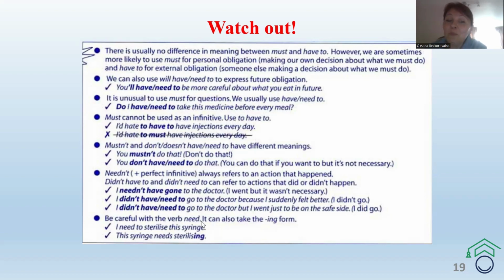Be careful with the verb need. It can also take the ing form. I need to sterilize this syringe, this syringe needs sterilizing. I need to tidy up the room, or the room needs tidying, for example. A lot of rules.